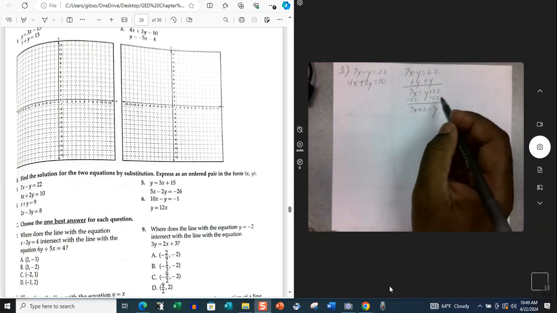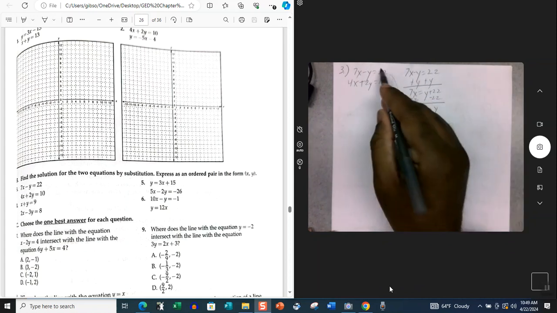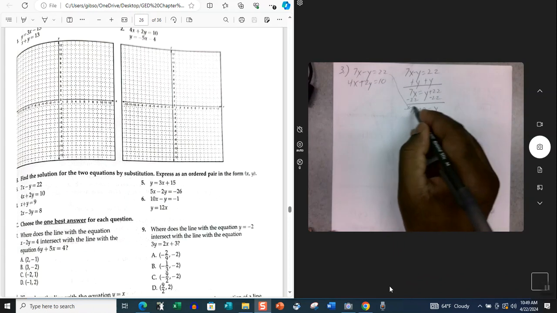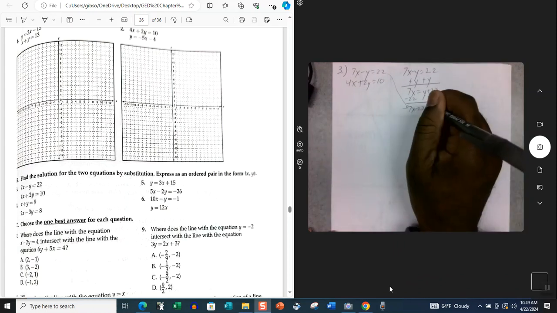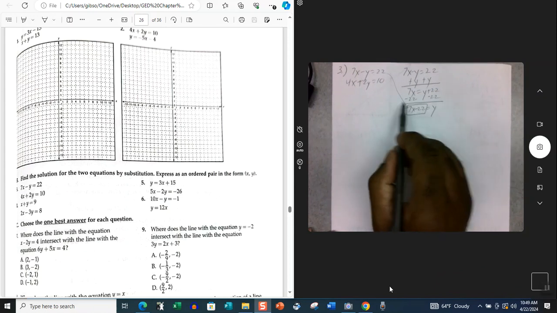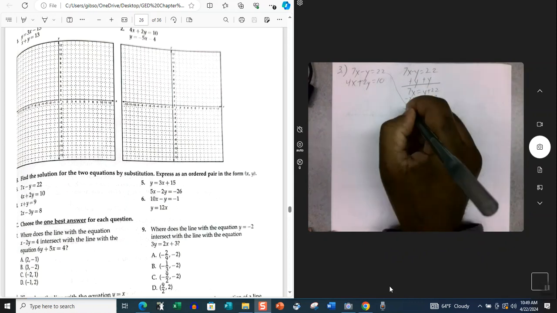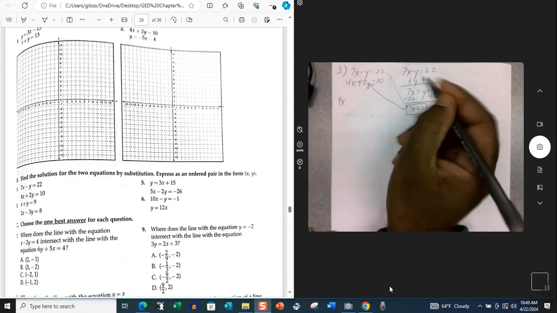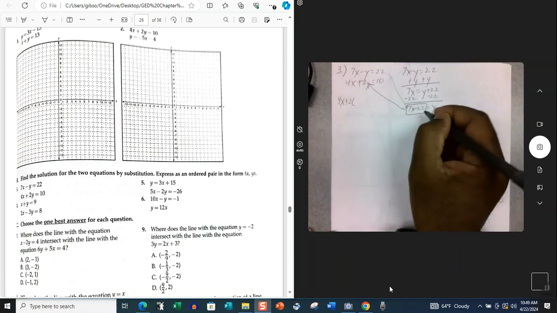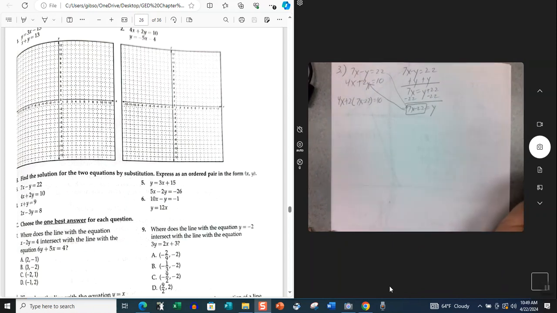So now to do substitution, this became what the first equation was. So now we're going to take this first equation and substitute it in the second equation. Because what this is saying is, wherever y is in the second equation, we're going to replace it by 7x minus 22. So we have 4x plus 2 times 7x minus 22 is equal to 10.